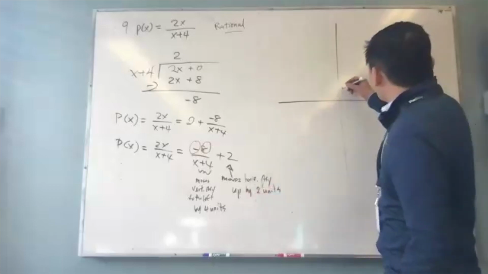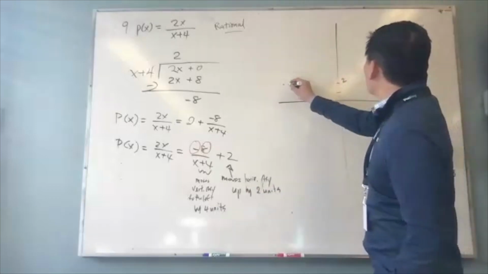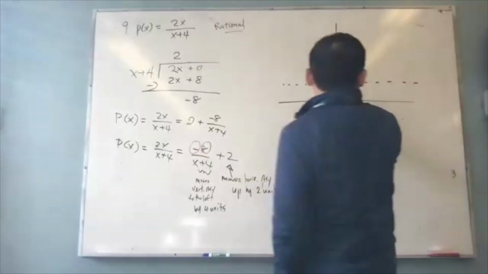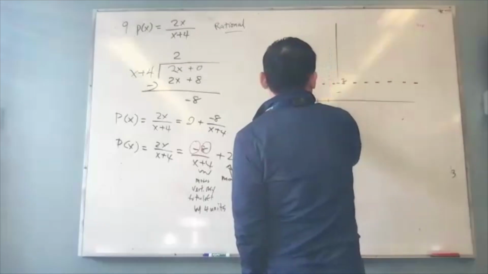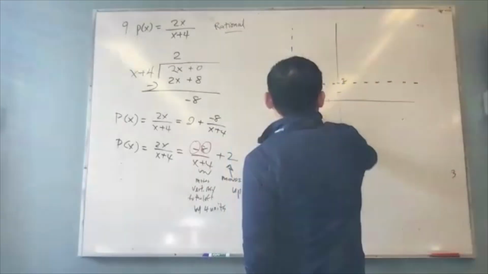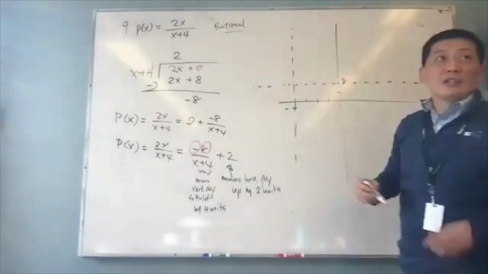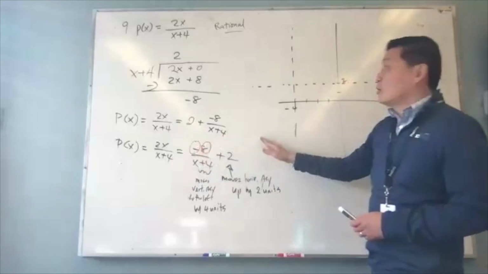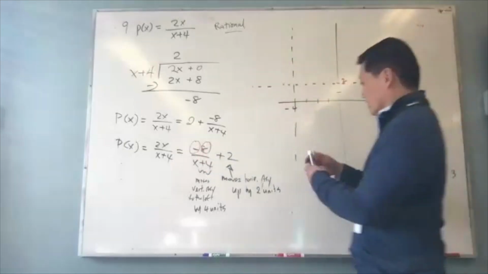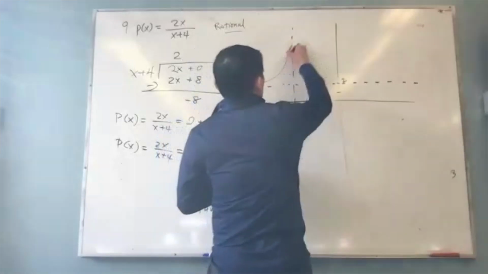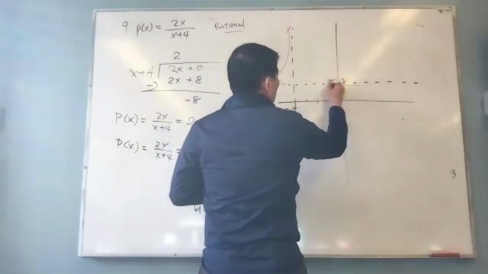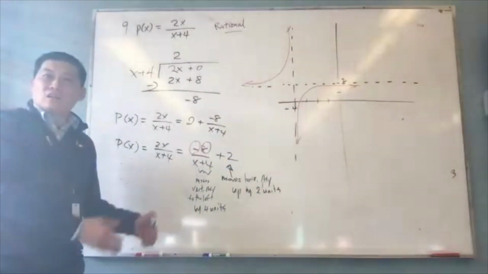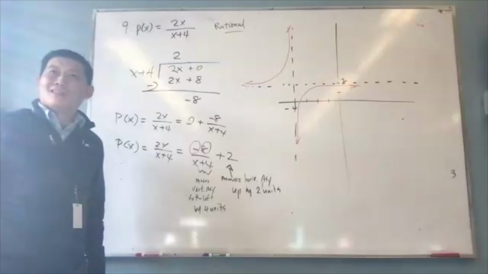Horizontal asymptote up to 2. Vertical asymptote at negative 4. 1, 2, 3, 4. Negative 4. Now, typically, the graph would have been this way, but because of this negative, it becomes this way. So your graph is this. Voila. And the Oscar goes to you.